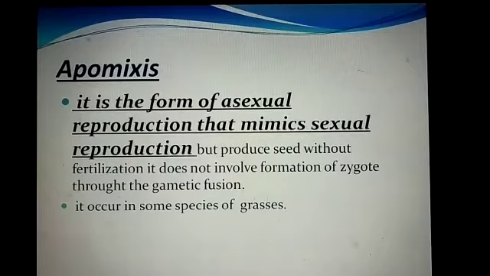So if someone asks you what apomixis is, then you say it is a form of asexual reproduction that mimics sexual reproduction but produces seed without fertilization. It does not involve formation of a zygote through gametic fusion, and it occurs in some species of grasses. I hope you understand. In apomixis, seed is produced but fertilization does not occur. So apomixis is asexual reproduction, but it pretends to be sexual reproduction.